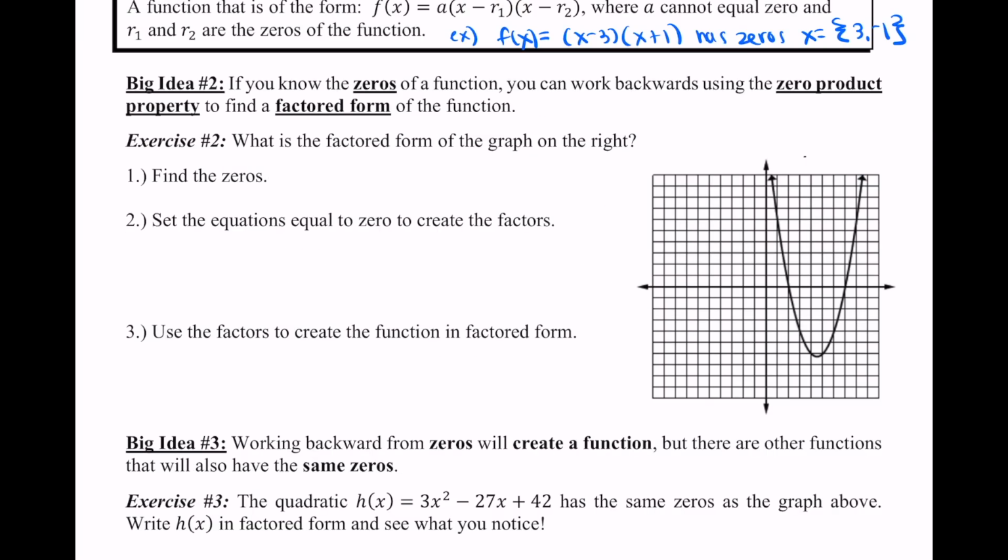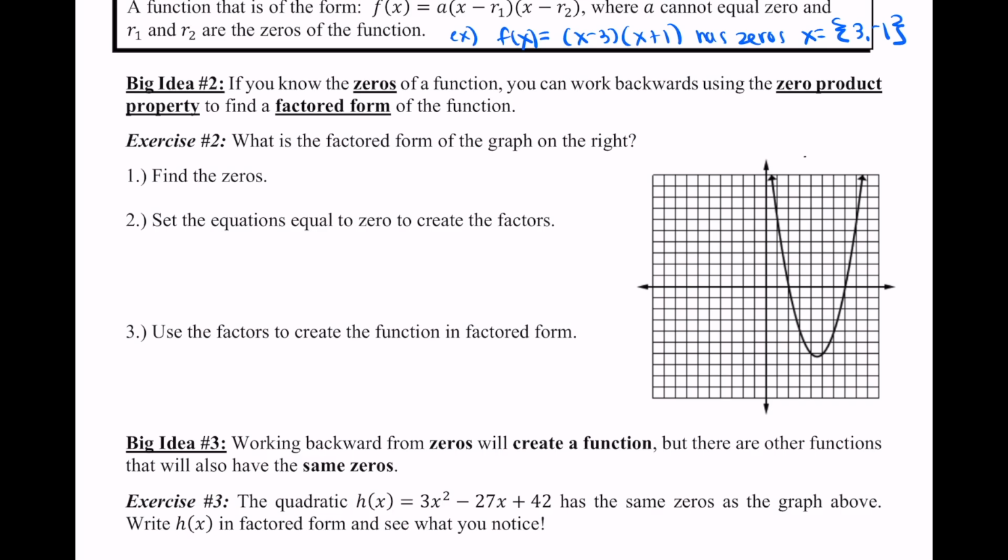All right, let's look at the second big idea, which says if you know the zeros of a function, you can work backwards using the zero product property to find a factored form of the function. And this is really powerful. It allows us to write the equations for the graphs of quadratics.